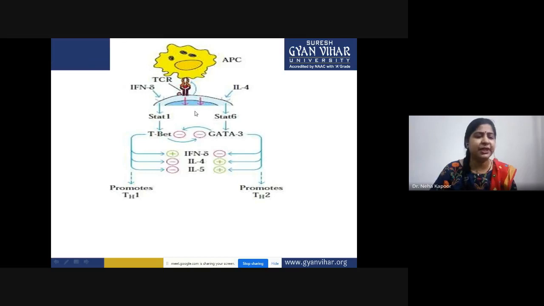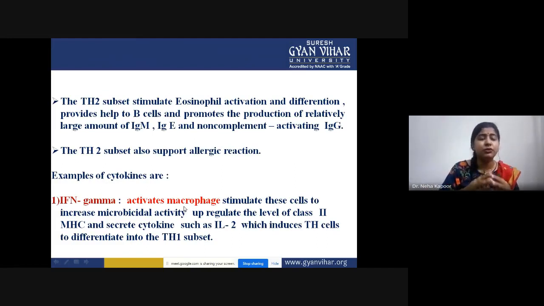The antigen presenting cell presents the antigen to the T helper cell, and from here it attaches. At that time, interferon gamma and interleukin 4 induce the signal. Because of these signals, the complete cascade gets activated. This T helper 2 subset also stimulates eosinophil activation and differentiation, so that B cells can have assistance from these eosinophils also. It also promotes the production of large amounts of immunoglobulin M, immunoglobulin E, and some non-complement proteins, thereby activating immunoglobulin G also. They also play a very important role in mediating many allergic reactions.